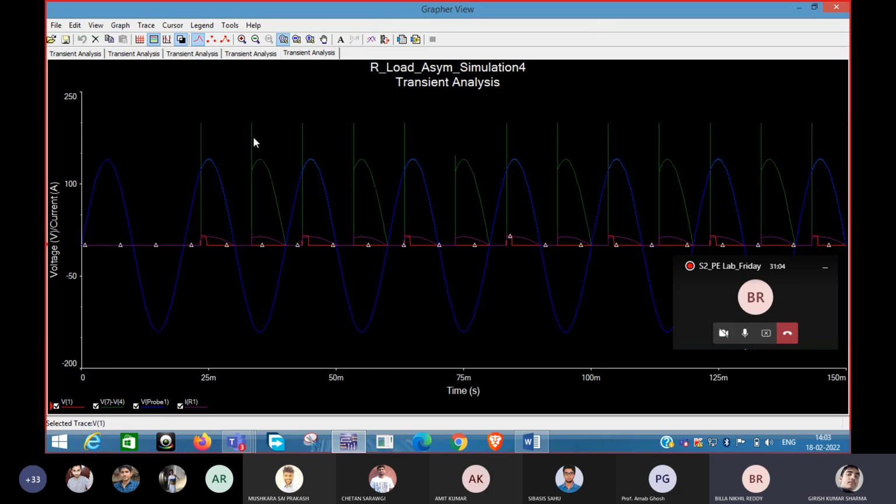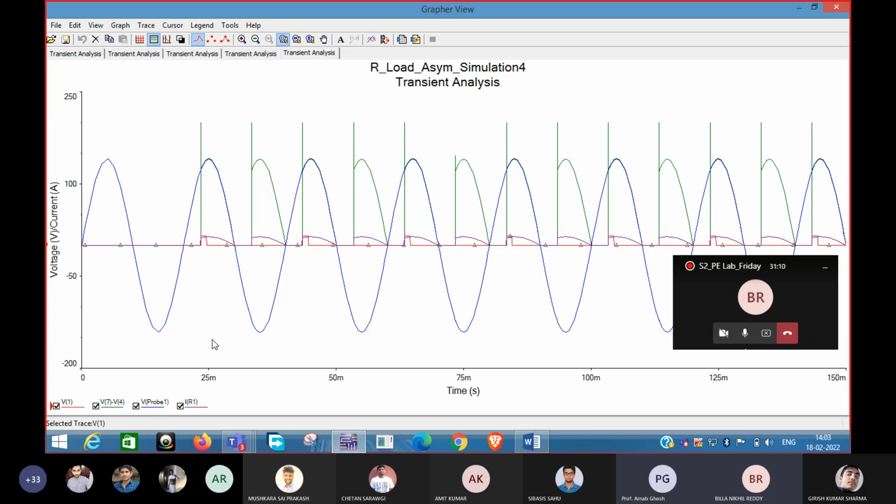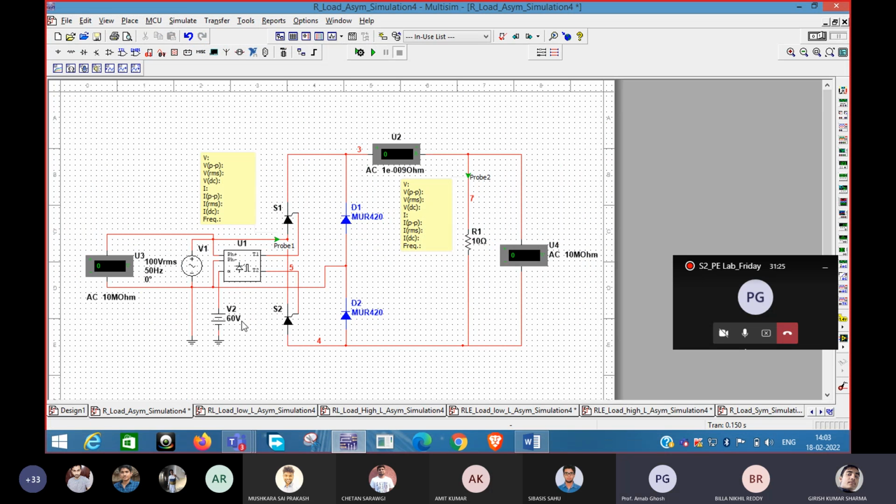Sir, this is the R load for the asymmetrical semiconverter. Okay, for 60 degree or 30 degree? 60 degrees, sir. Okay. Are you sure this is 60 degree? Yes, sir, this one is the 60 degree. Okay. Next.